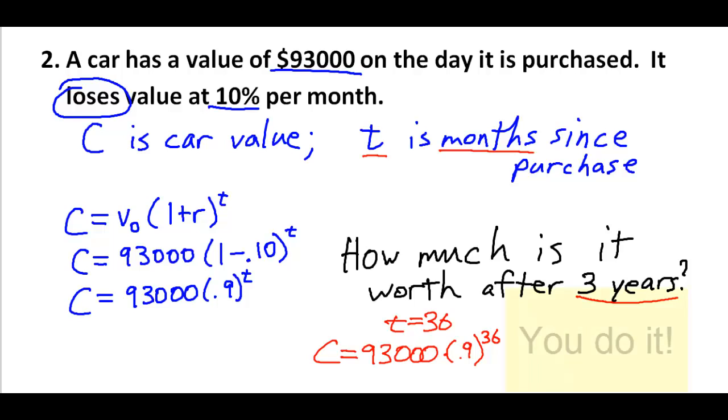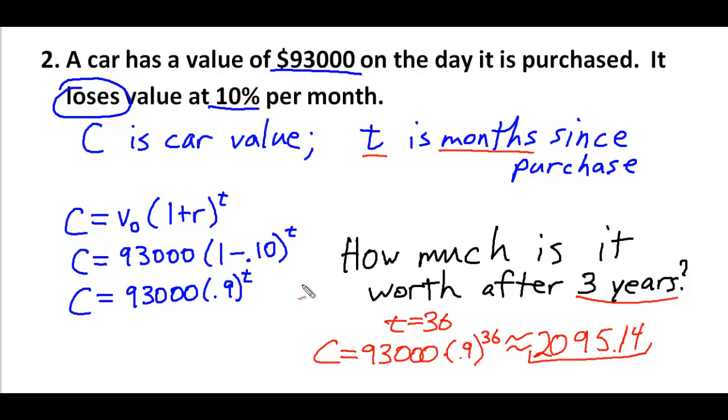And the car is worth, giving you a chance to calculate this, $2,095.14 after 3 years. Don't think that 10% per month is valid, though. I think the first couple of days it probably does that, but then it slows down later on. So I don't think a $93,000 car is only worth $2,000 after 3 years. But that's what the model says.